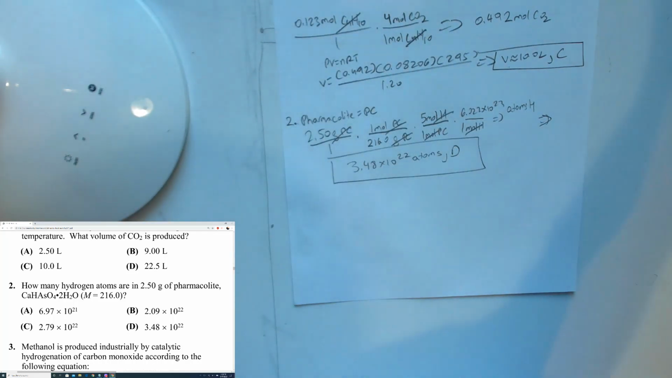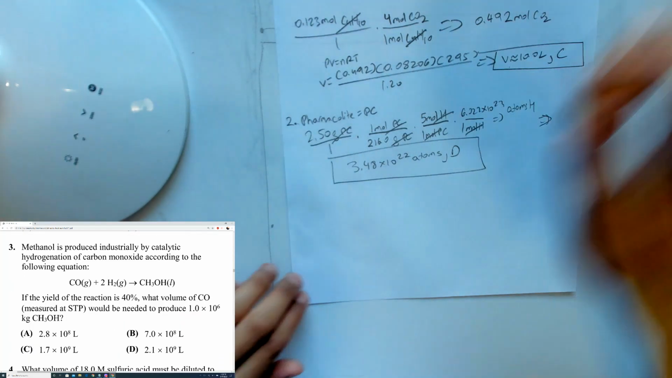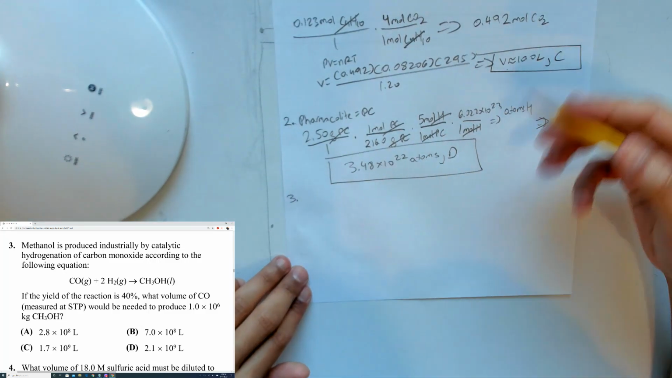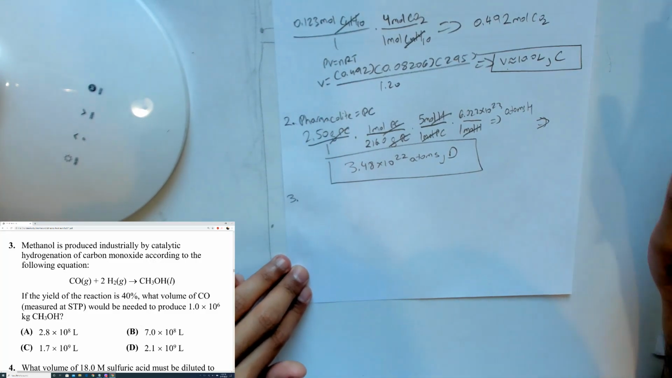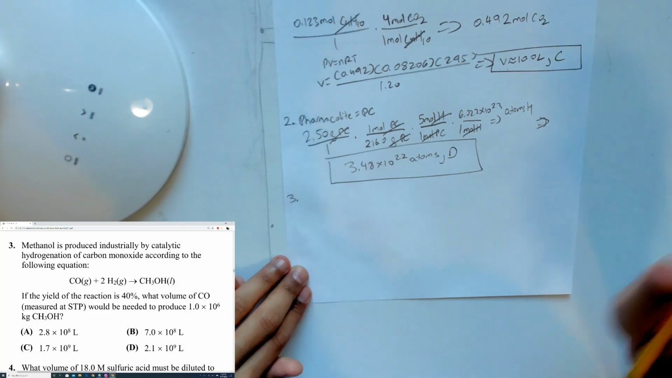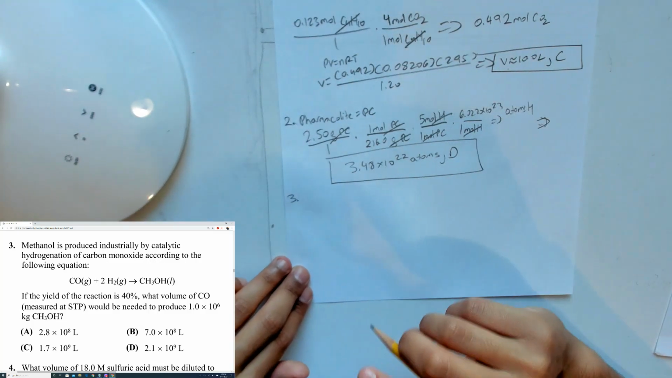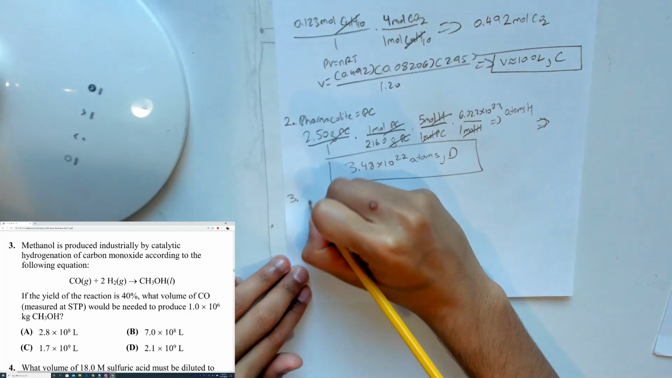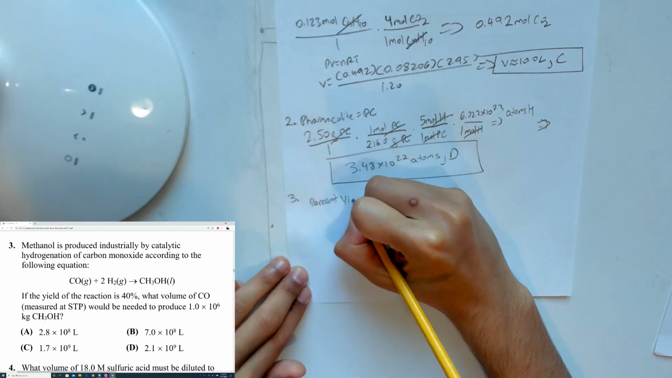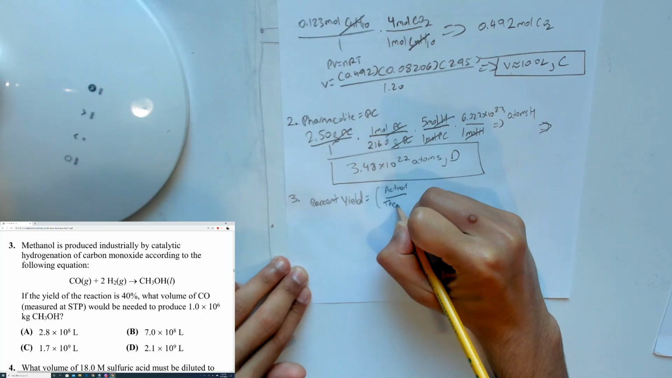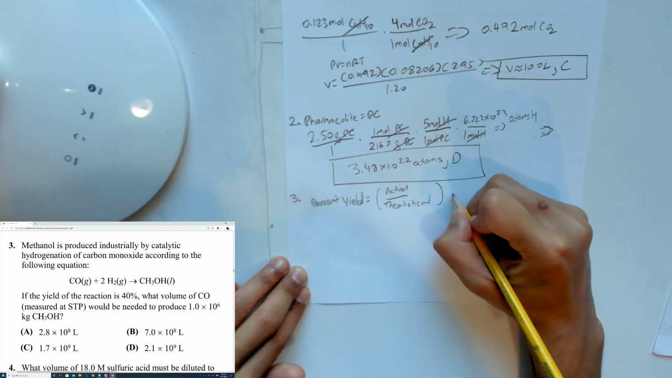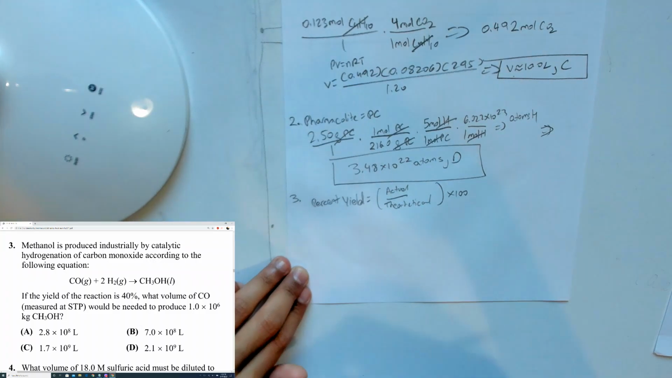Now number 3 is a little long, so let's begin. Methanol is produced industrially by catalytic hydrogenation of carbon monoxide, according to the following equation. If the yield of the reaction is 40%, what volume of carbon monoxide measured at STP would be needed to produce that amount of methanol? So what's the percent yield? Percent yield is the actual amount over theoretical amount times 100. Now, our percent yield is 40.